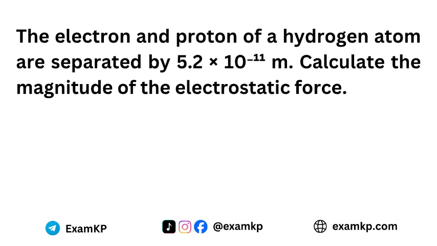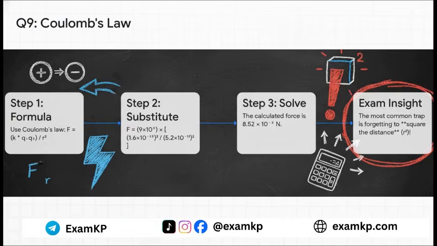Okay, moving on to question 9. We're dipping into electrostatics here. The problem is pretty specific. Calculate the electrostatic force between the proton and the electron in a hydrogen atom. They even give you the distance separating them. This one's a straight-up plug and play with Coulomb's law. You know the one. Force equals K times the 2 charges divided by the distance squared.